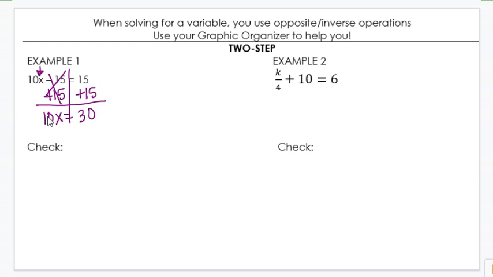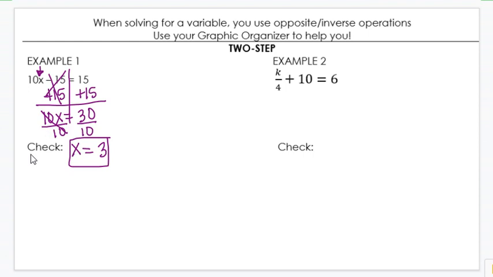Next, we still want to get our x alone, so we're getting rid of this times 10, because 10x means 10 times x. So the opposite of multiplying by 10 would be dividing by 10. And what you do to one side, you do to the other, so I also have to divide by 10 over here. 10 divided by 10 cancels, leaving me with just x, and 30 divided by 10 gives me 3. So my answer is x equals 3.